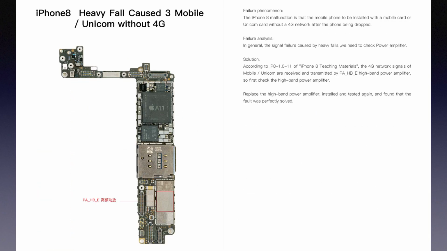Case 4. iPhone 8 heavy fall cause mobile or Unicom without 4G. This case is about the iPhone 8 malfunction, where the phone installed with a mobile card or Unicom card has no 4G network after the phone is dropped. The analysis is, the signal failure is caused by heavy force. We need to check the power amplifier.